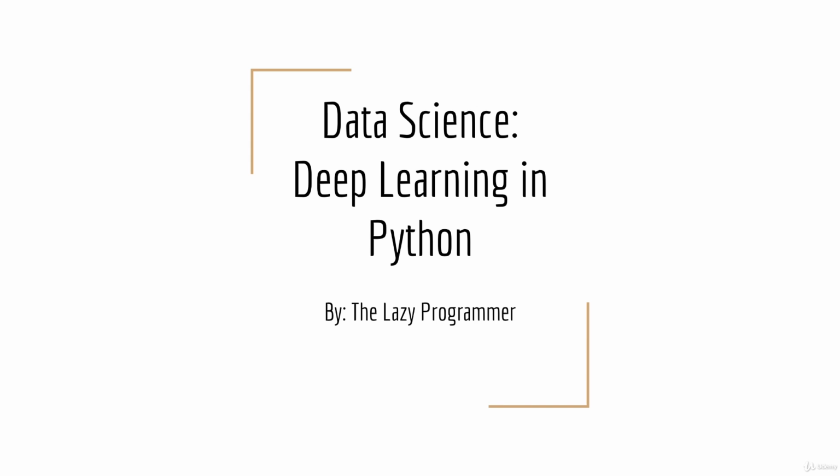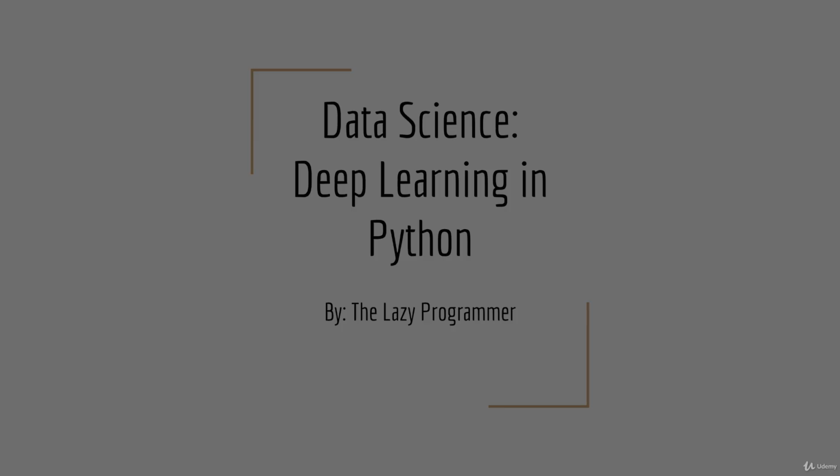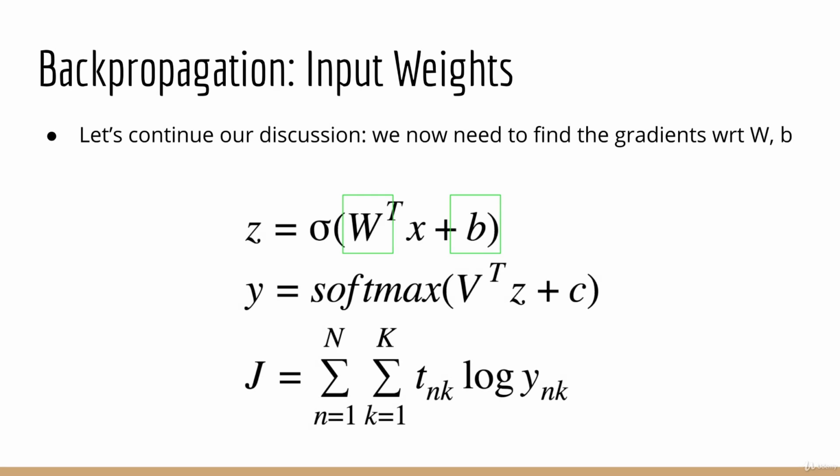Hey everyone, and welcome back to this class, Data Science, Deep Learning in Python Part 1. In this lecture, we are going to continue our discussion of backpropagation and talk about how to find the gradient of our objective with respect to the input weights W and B.